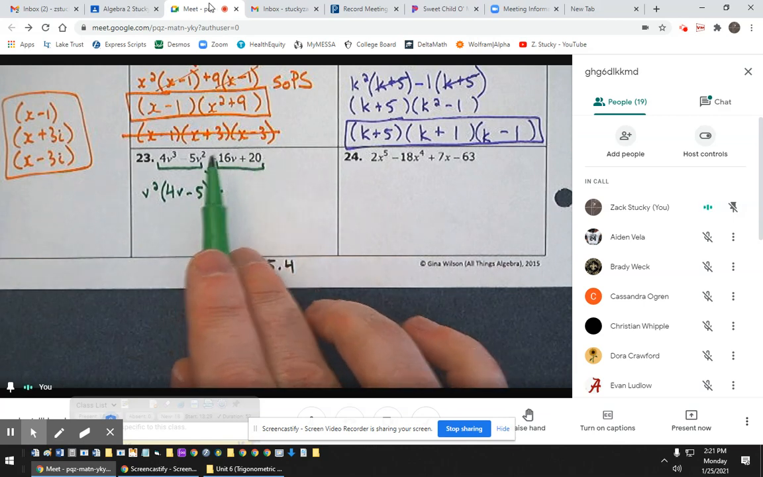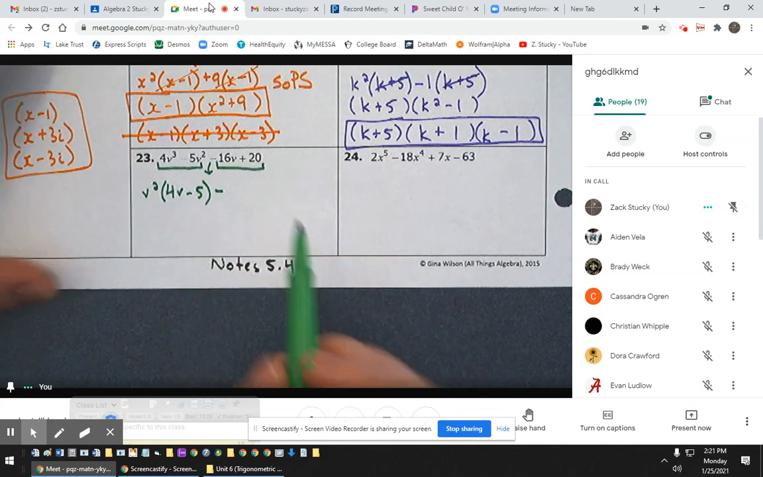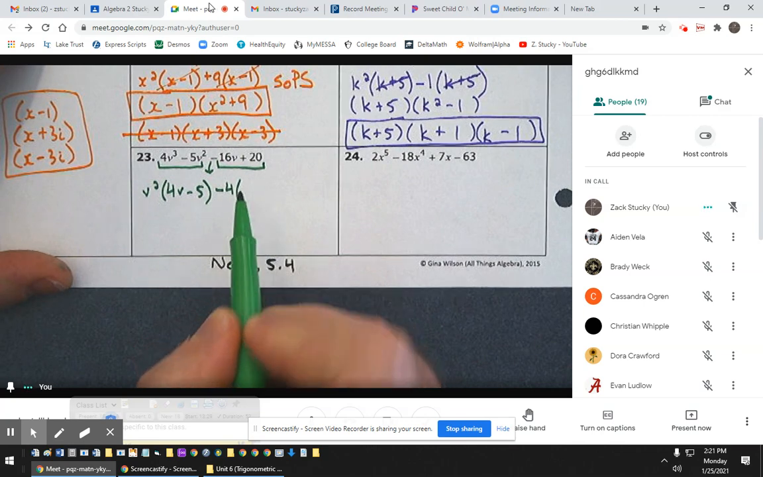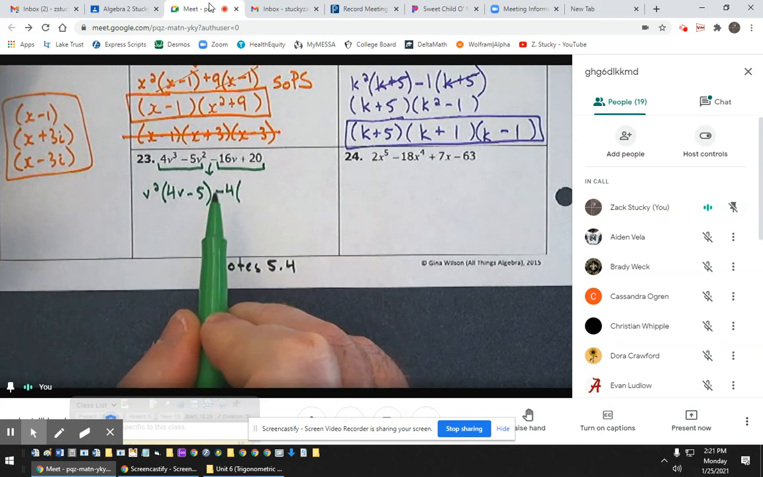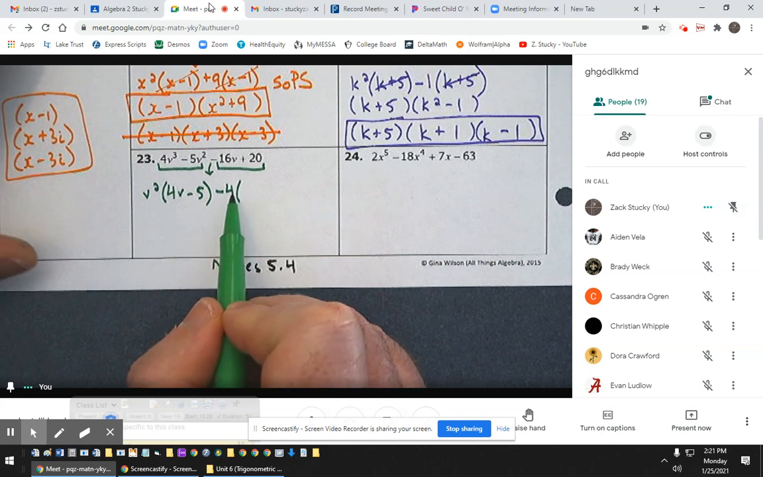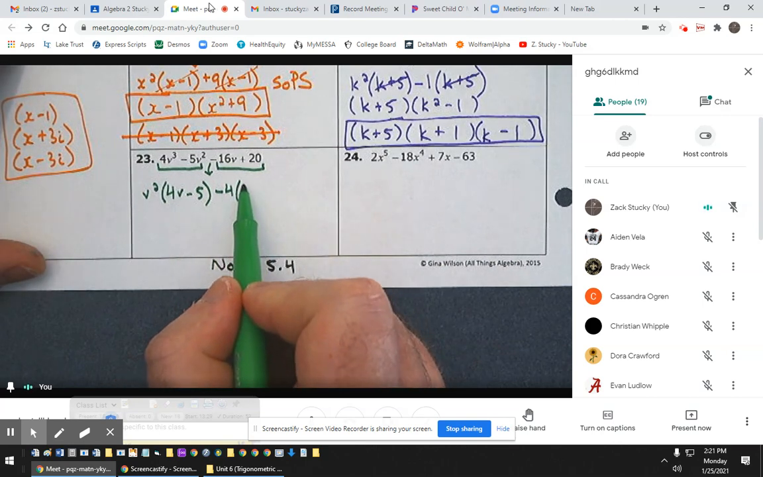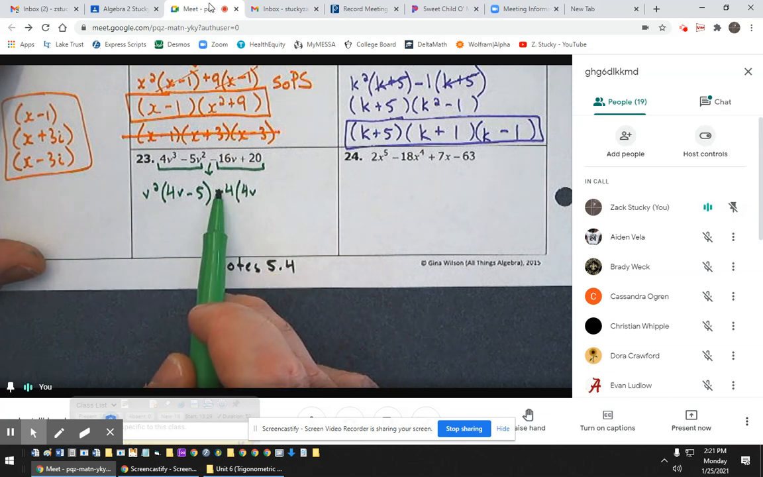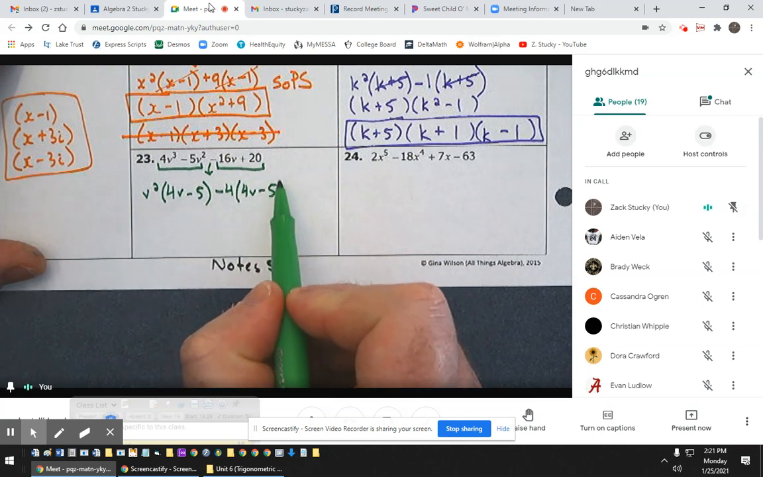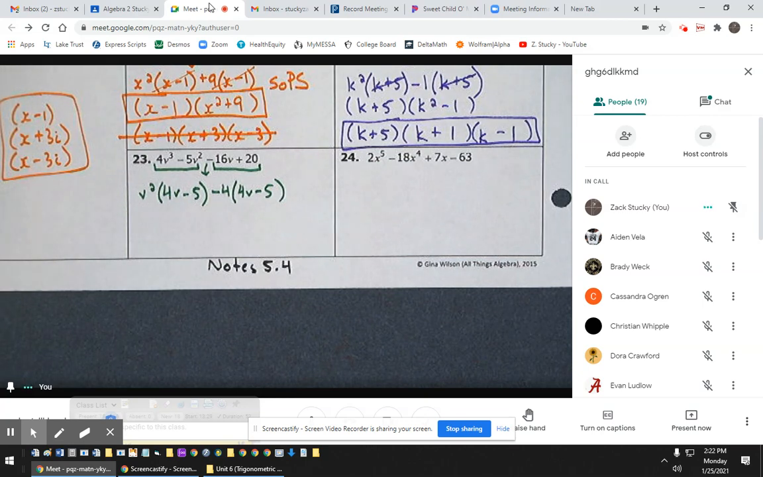Now I look at the 16 and the 20, what do they have in common? 4. So what did I actually factor out of this second group? A -4. So when I build back, this has to be a positive 4V. What's 20 divided by -4 would be -5. Why is my math voice happy? Because the groups are the same.